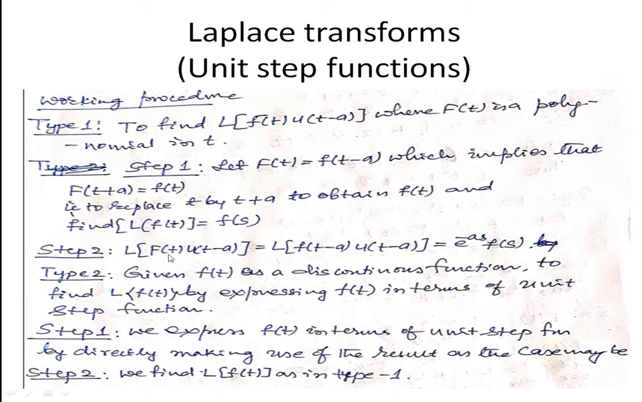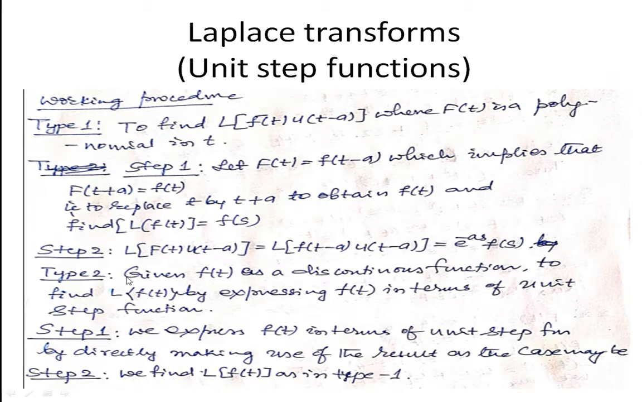Step number 2. L of f of t minus a into u of t minus a. Now I am using the small f. Small f is the Laplace of the given function. This term is equal to e to the power minus a s into f of s. This is fixed, e to the power minus a s. If the given expression is in this form, then the result will be e to the power minus a s into f of s. What is f of s? The Laplace of the given f of t.